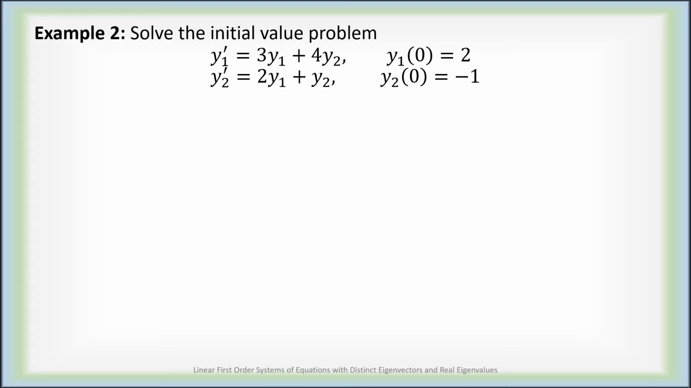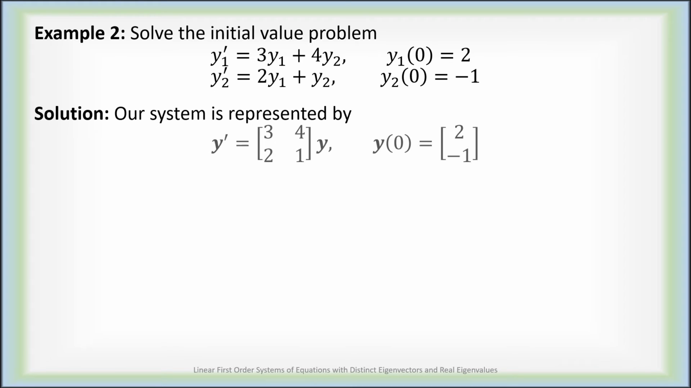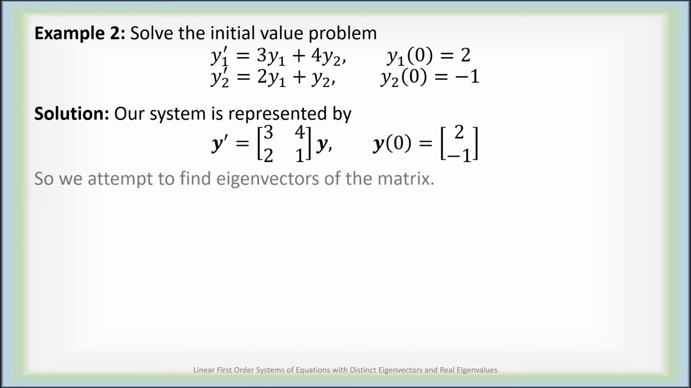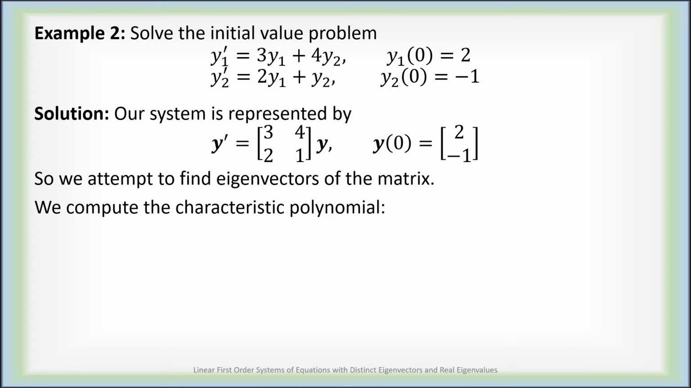For our second example, let's solve this initial value problem. Well, like always, to solve an initial value problem, we need to find the general solution, and then we will use our initial values. So we represent our system in matrix form. And now we need to find a general solution, so we need to find eigenvectors of that matrix 3, 4, 2, 1. So we compute the characteristic polynomial.